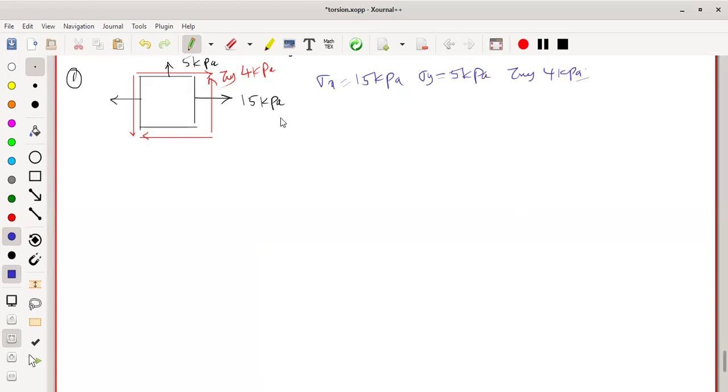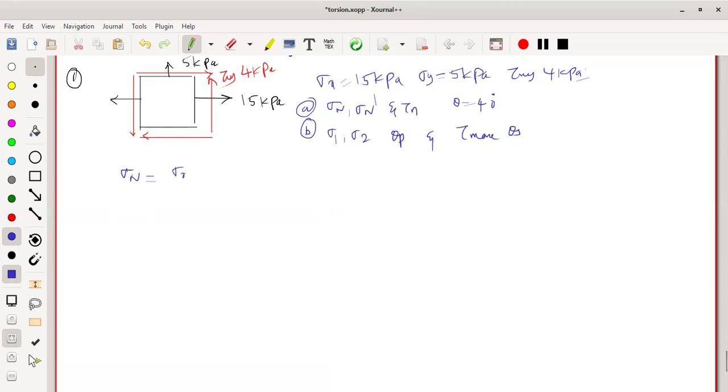You have to calculate two things. The first question is you have to calculate sigma n dash and tau n at a position of theta equal to 40 degrees. That is the first question. In the second question you have to calculate sigma 1, sigma 2 with respect to theta p, and also you have to calculate tau max with respect to theta s. These are the two questions you have. So first I would like to go with sigma n.